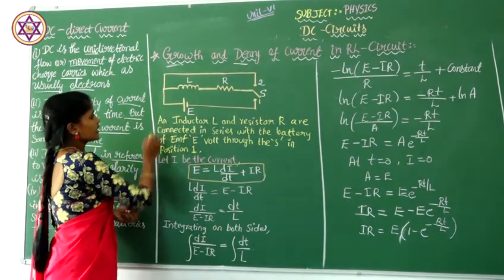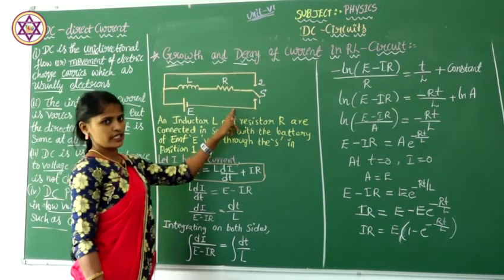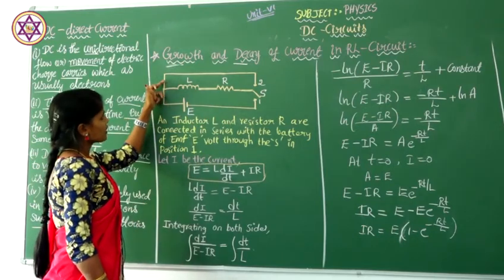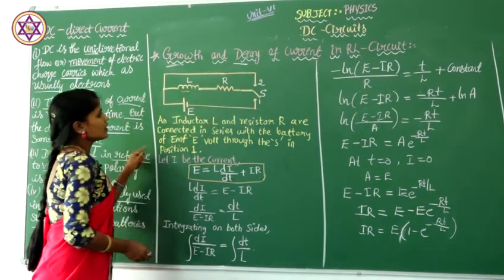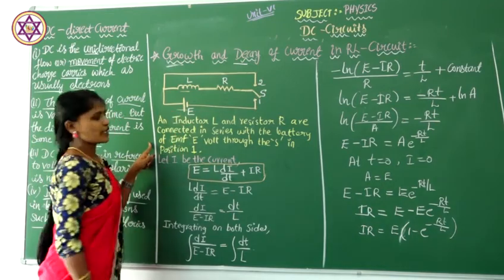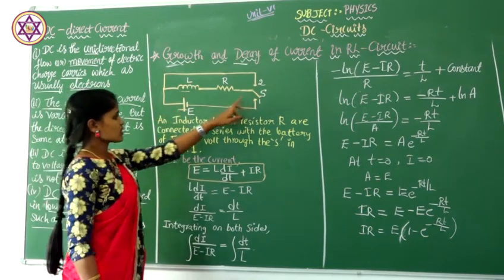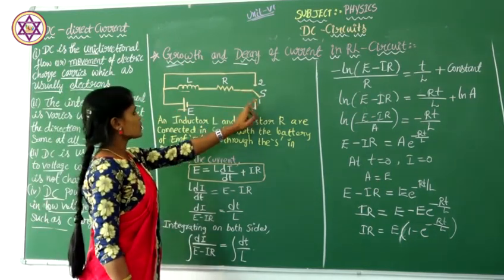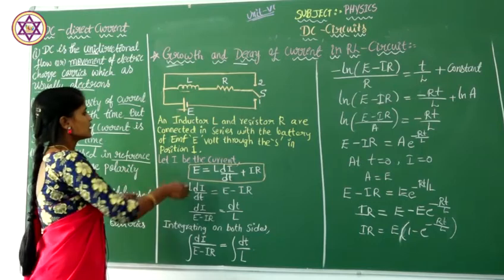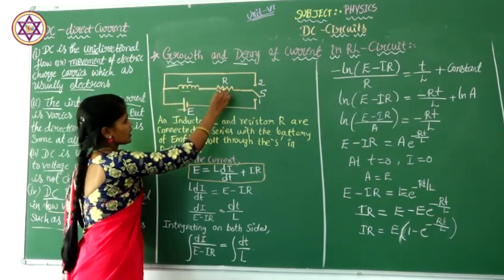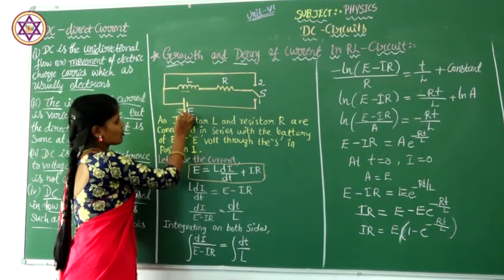Here an inductor L and a resistor R are connected in series. So, as shown in the figure, the inductor and resistor are connected in series with the battery of EMF E volt through the switch S in position 1.